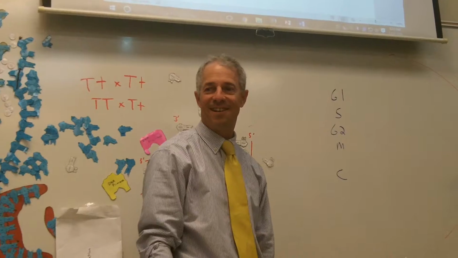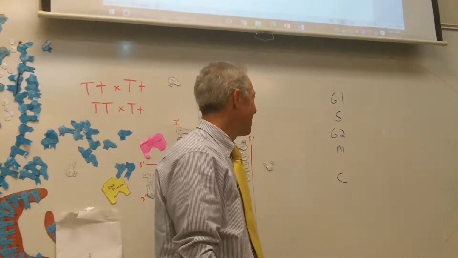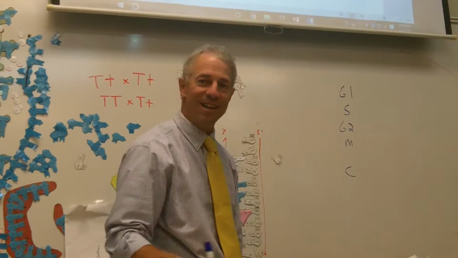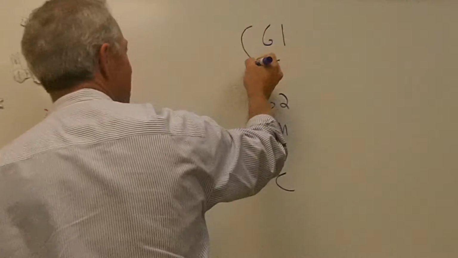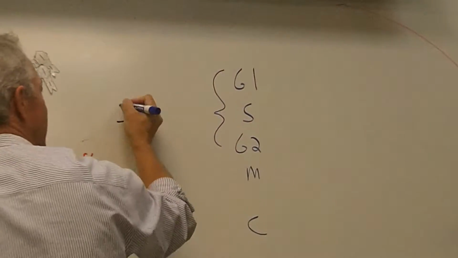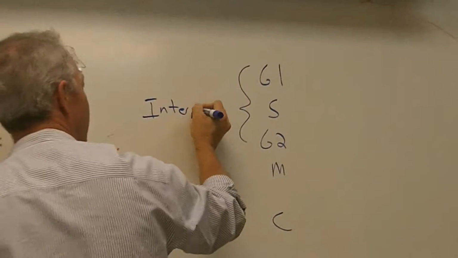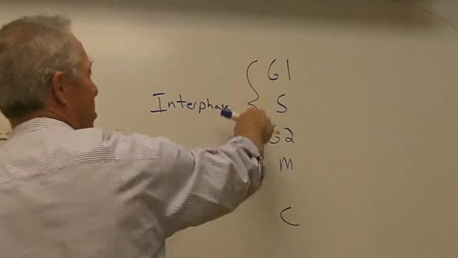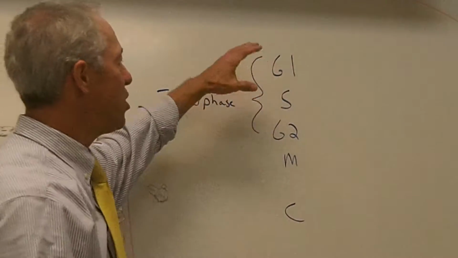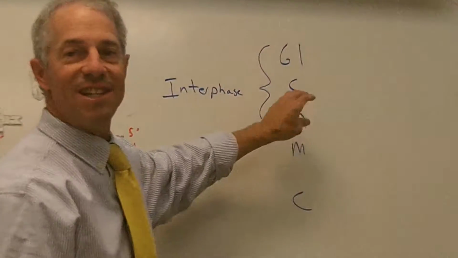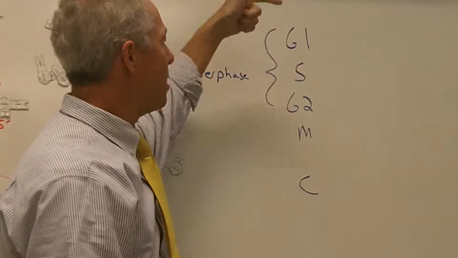Question? Which part is interphase? Is that G1, S, and G2? Great question. So we call G1, S, and G2 interphase. And what happens in interphase? Well, you should probably write a few sentences on each of these. That's a good way to start the essay.